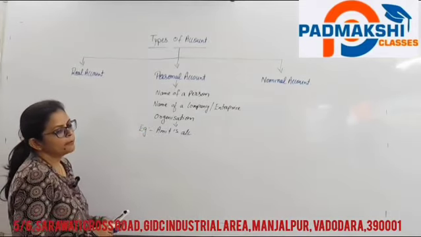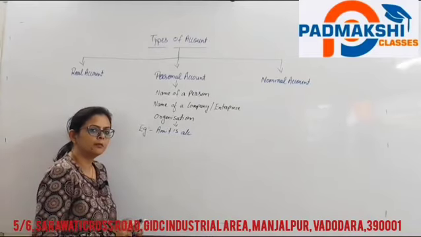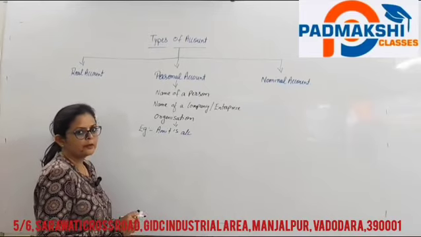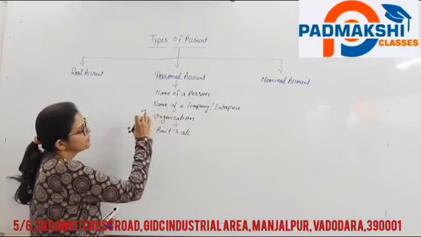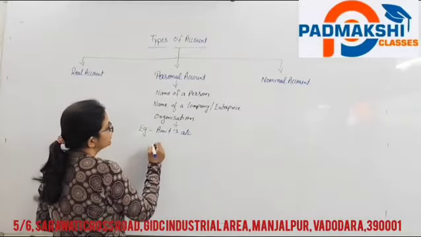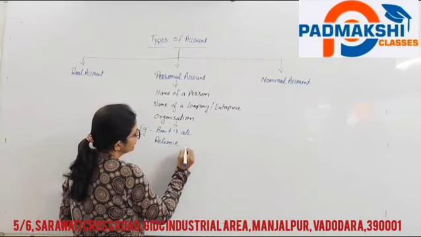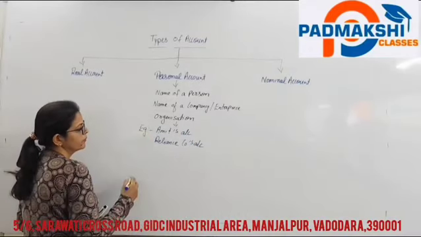So the first example is Amit's account. Suppose we have given money to the person. So we are going to write the name of that person in our books. So it will fall under personal account. Another example can be Reliance Company's account. It's a name of a company.